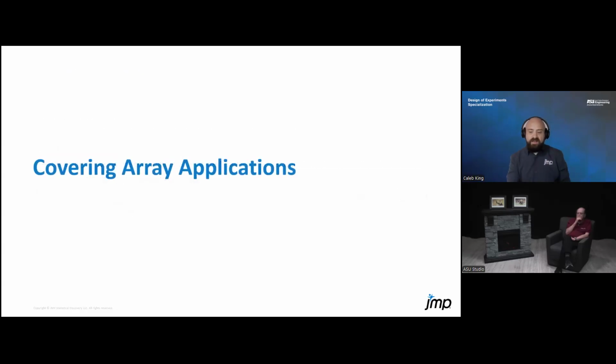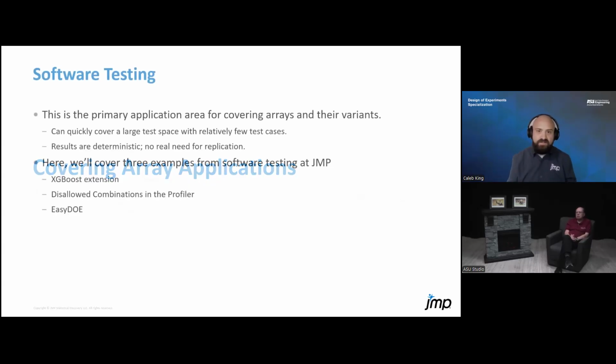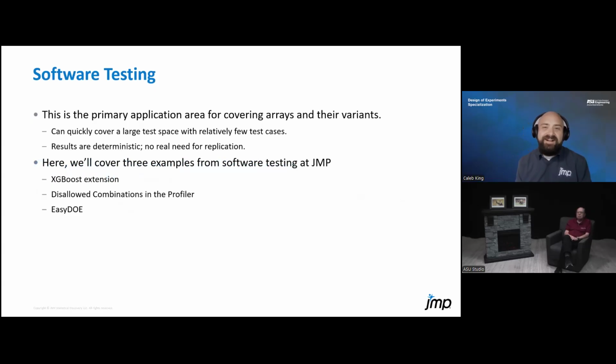And so finally, now we've talked a little bit about the different types of covering arrays, and a quick note on how they're constructed and what they are. Now let's talk about how they can be used in practice. For that, I'm going to give you 3 examples from JUMP, because of course we work at JUMP.